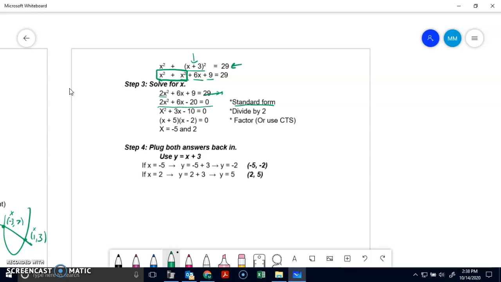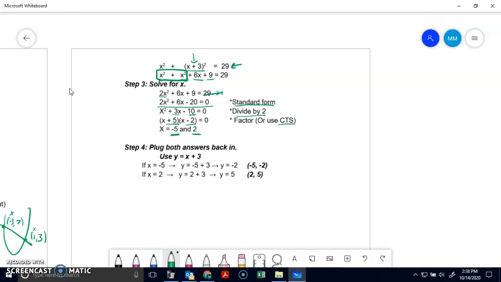And you can factor this as is, but I do notice there's a GCF of 2. So I'm going to divide everything by 2. Reduce that equation by dividing everything by 2. Now it's an easier factoring problem. 10 would be 5 and 2. That makes 3. And then I solve with the zero product property. x equals negative 5. x equals positive 2.